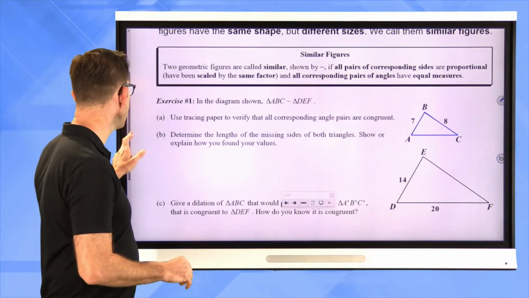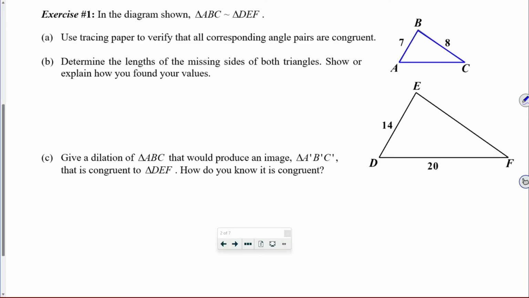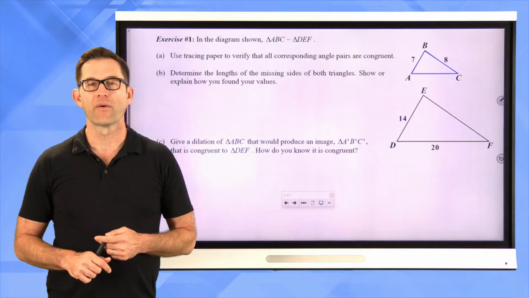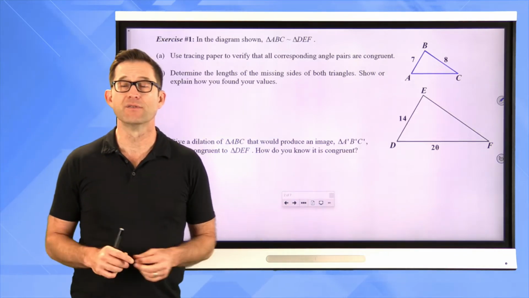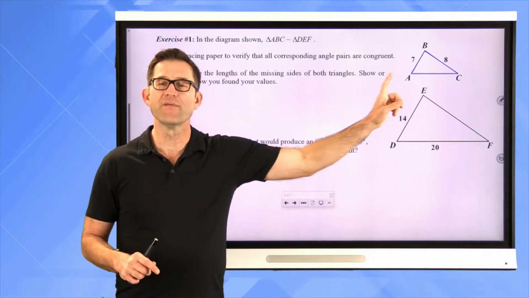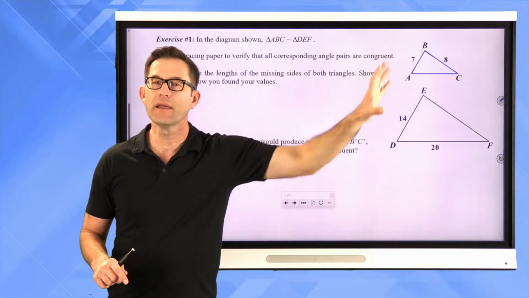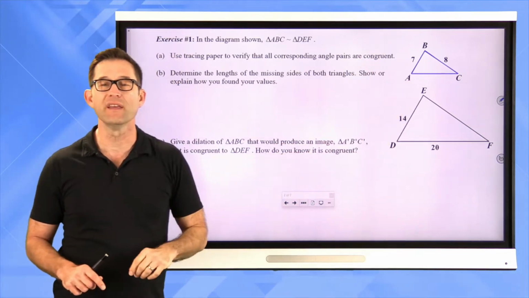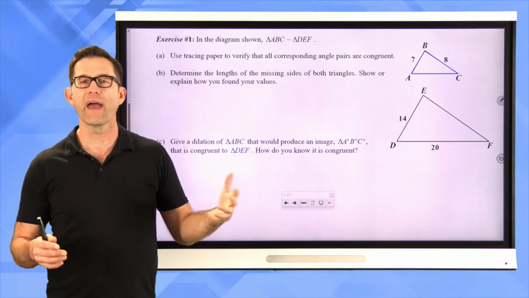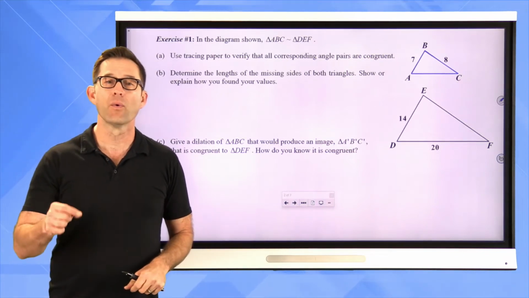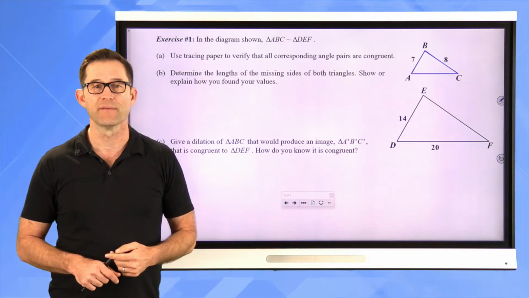So let's look at that in exercise number 1. In the diagram shown, triangle ABC is similar to triangle DEF. Letter A, use tracing paper to verify that all corresponding angle pairs are congruent. All right, well, we've done this before, but let's do it again. What I'd like you to do is pause the video and trace out triangle ABC on a piece of tracing paper, and then literally move it around on triangle DEF to just verify that all the angles of triangle DEF are equal to all the angles of triangle ABC.